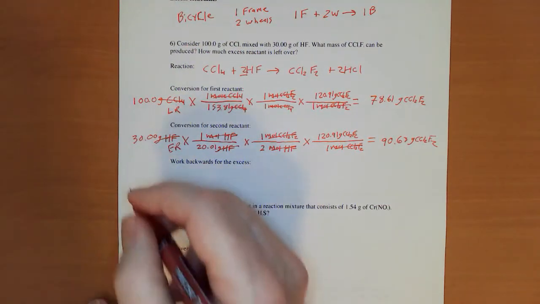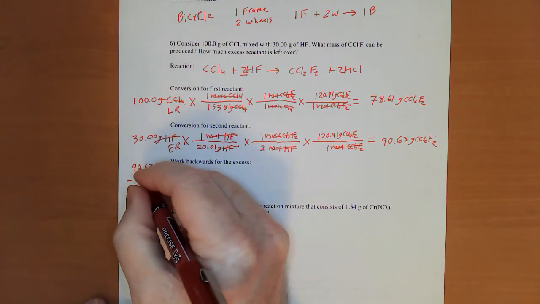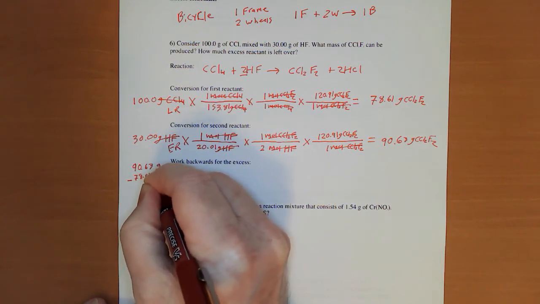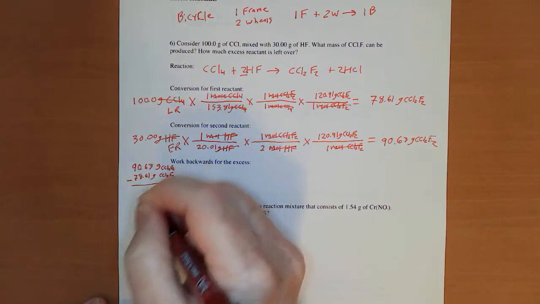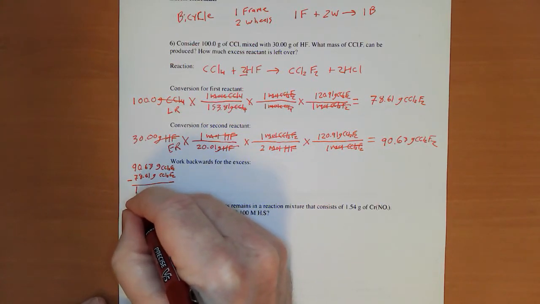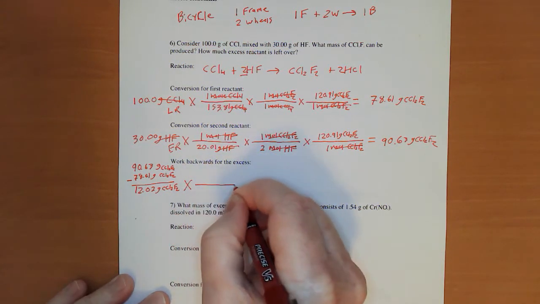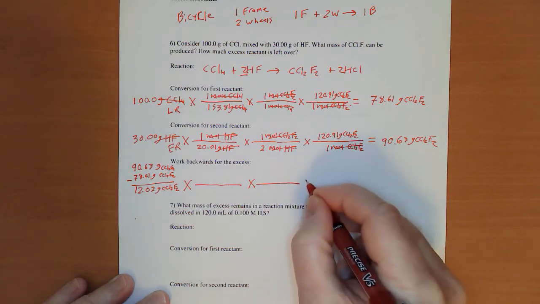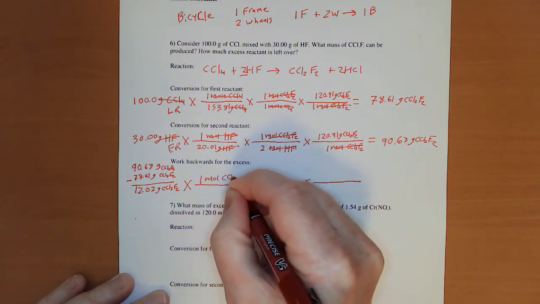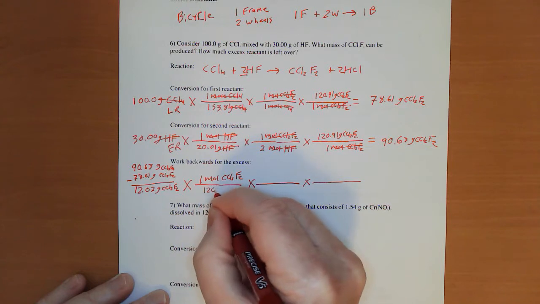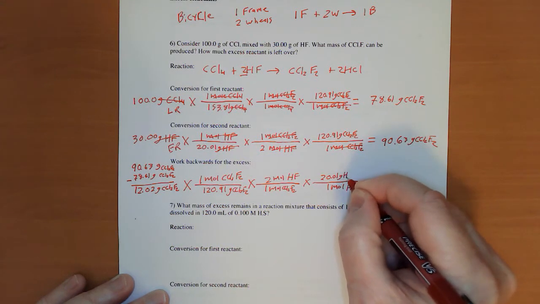So, my favorite way of doing this, and kids say it works real well, is to say 90.63 grams minus 78.61 grams CCl2F2, and get 12.02 grams CCl2F2, and that would correspond to how much I didn't make that I could have been able to make if I had enough carbon tetrachloride. 1 mole CCl2F2, 120.91 grams CCl2F2, 20.01 grams of HF.